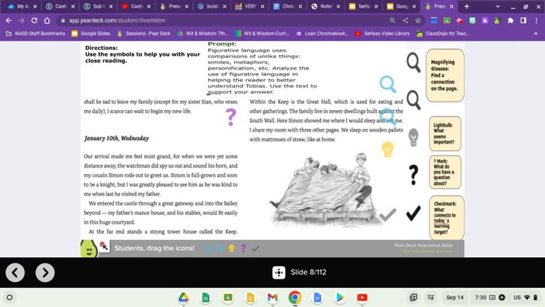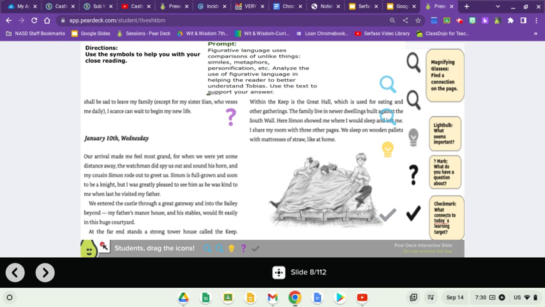January 10th. Our arrival made me feel most grand, for when we were yet some distance away, the watchman did spy us out and sound his horn. This would be the watchman that was sort of stomping his feet and trying to stay warm early at the end of the book, a year later. And my cousin Simon rode out to greet us. Simon is full grown and soon to be a knight, but I was greatly pleased to see him, as he was kind to me when he last visited my father.